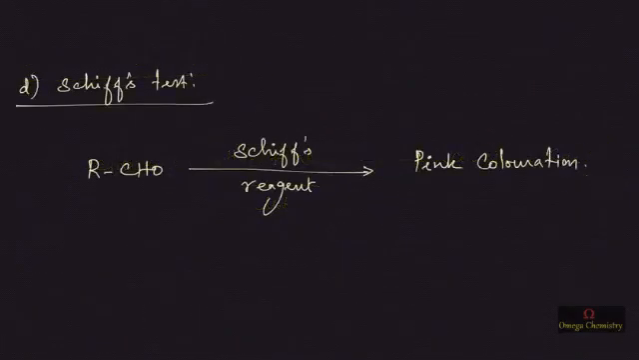The fourth test is Schiff's test. Schiff's reagent is a kind of dye with pink color. Passage of sulfur dioxide into the solution of this dye will render it colorless. Both aliphatic and aromatic aldehydes will restore its original pink color, whereas ketones don't. So ketones will not answer Schiff's reagent.